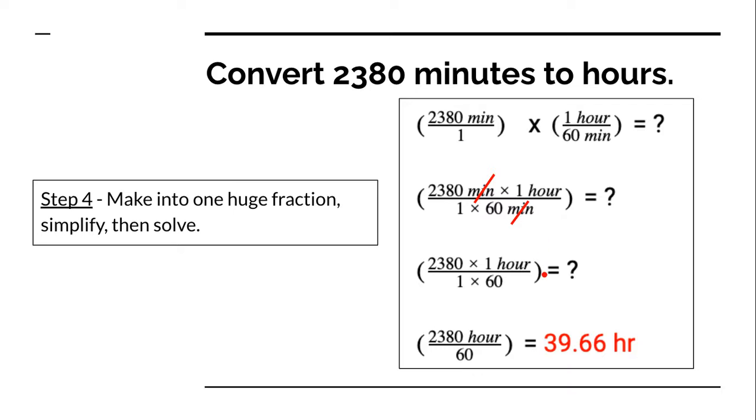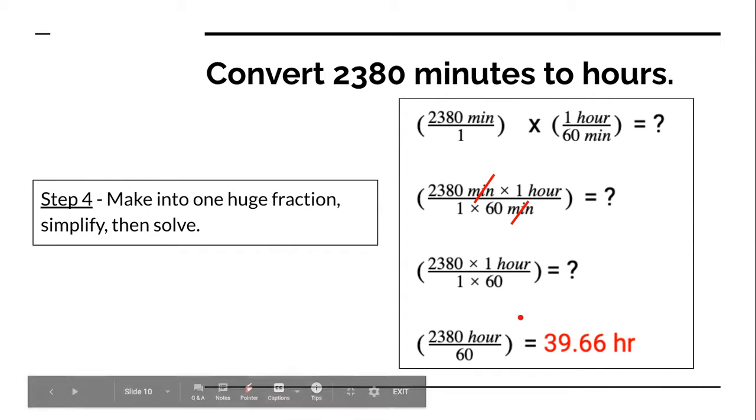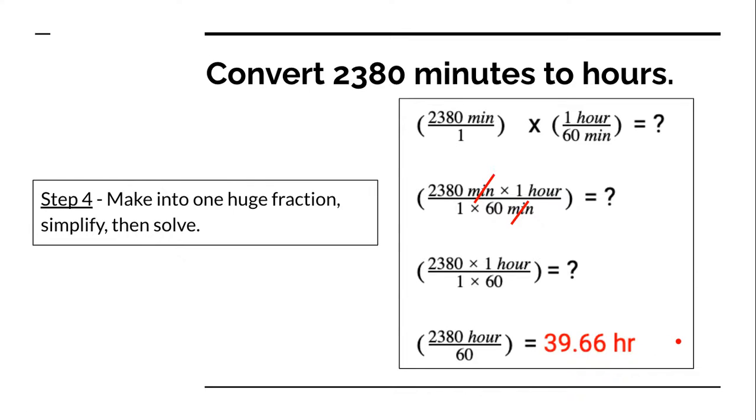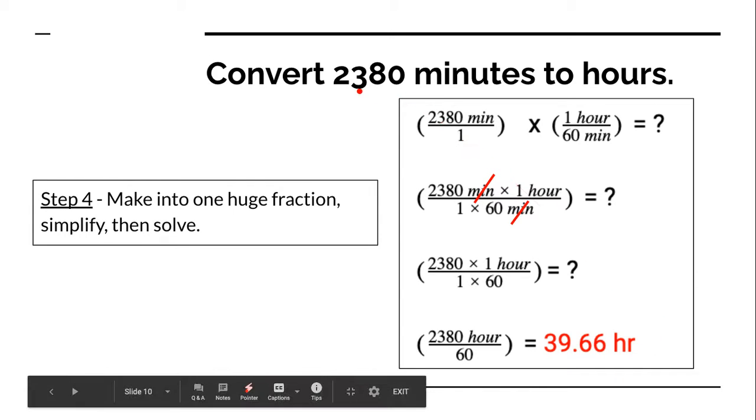And so I keep simplifying, and then eventually I get all the way down here where I have 2,380 hours, because our minutes canceled, divided by 60. And so if you do the math here, if you do that divided by that, you get 39.66 hours. So at the end of this, 2,380 minutes is the same exact thing as 39.66 hours.